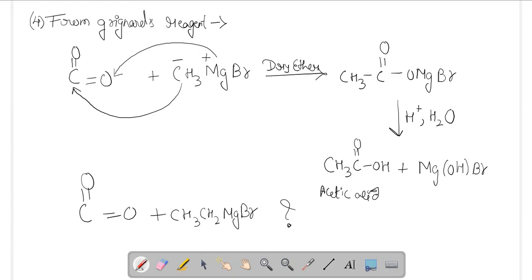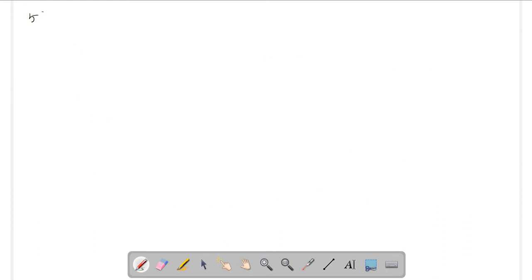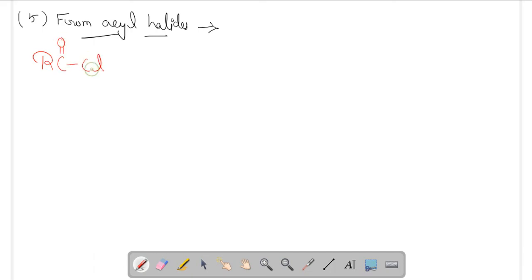Okay, next is the preparation of carboxylic acid from acyl halides. So from acyl halides, acyl halide means RCOCl, R C double bond O Cl. I am taking the example of acyl chloride. So here on hydrolysis of acyl chloride, formation of carboxylic acid will take place, and here hydrogen chloride will be formed.